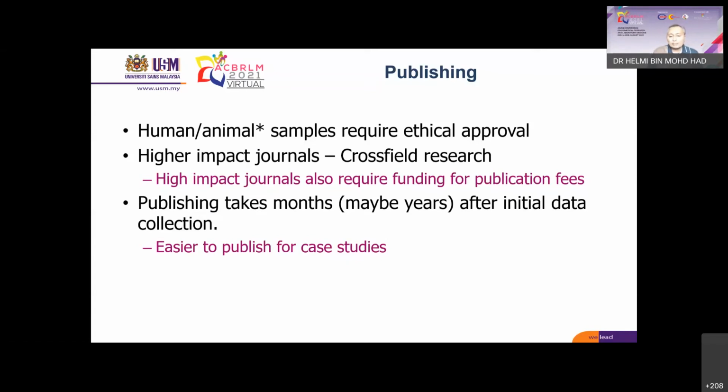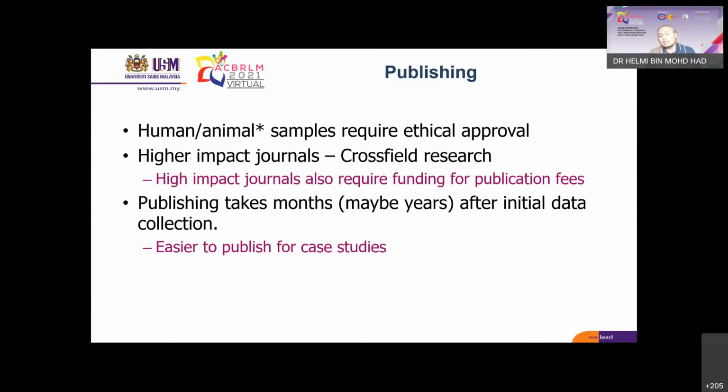And then there is more incentive to work between fields because of cross-field research. Because when you are working with cross-field research, you can publish in higher impact journals. And publishing will take maybe months or years after initial data collection. So do not worry. And it is easier to publish for case studies. If you have a case study, which is very rare, you can publish immediately.